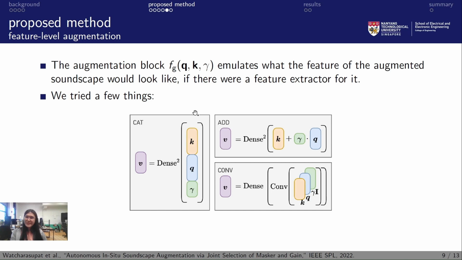We tried a few different ways. One way is concatenating the features together and then passing them through a dense block. Another way would be to treat the embedding as if it is an audio signal and mix them using an addition. And another way would be to stack them onto different channels and then pass them through a convolutional layer, followed by a dense layer. We will see how each of these combinations affects the result later on in the results section.